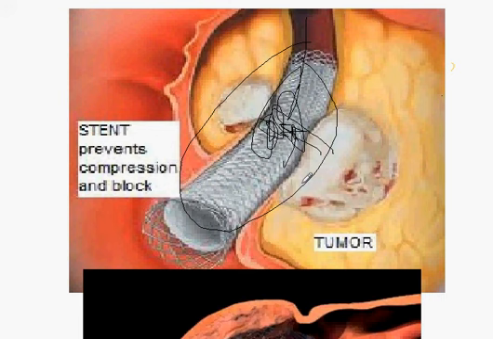Okay, so this is briefly what a stomach stent is. And remember always, it's a temporal or a palliative care thing. It's not a permanent thing to deal with it.